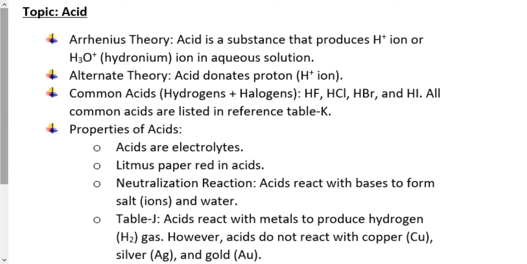You also need to know about table J, where acids react with metals to produce hydrogen gas. However, acids do not react with copper, silver, or gold to produce hydrogen gas. This is why, in reference table J, for the column of metal, they still put hydrogen in it. So it's an indication that anything below hydrogen, for example, copper, silver, and gold, do not react with an acid to produce hydrogen gas.